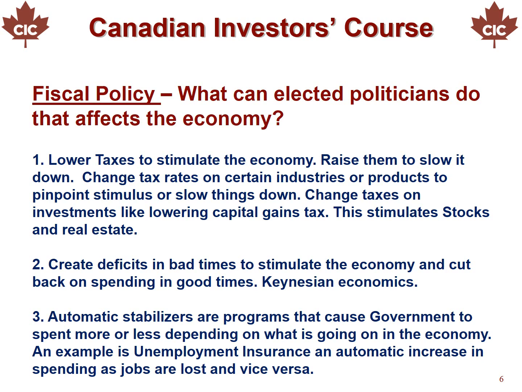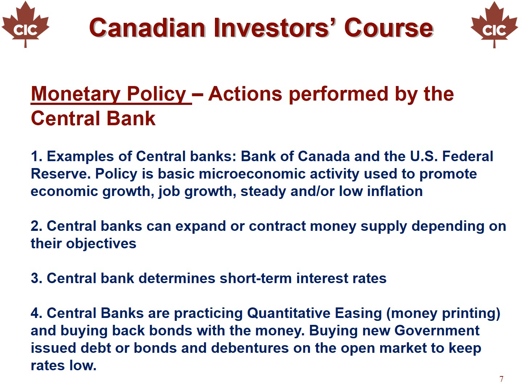This is Keynesian economics. Automatic stabilizers are programs that cause the government to spend more or spend less depending on what's going on in the economy. An example of this is unemployment insurance, which automatically increases when jobs are lost and automatically shrinks when jobs are plentiful.